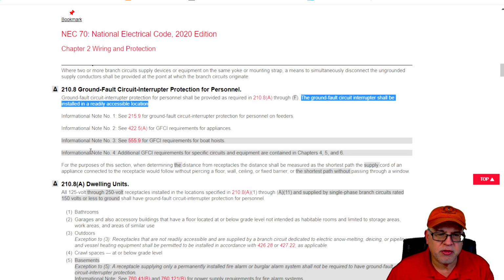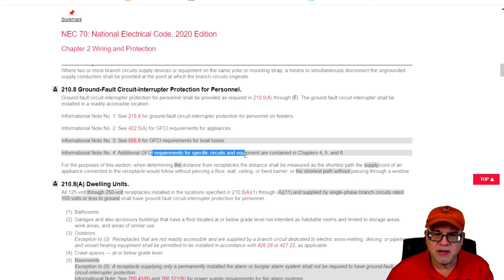The next thing is informational note number 4. It says additional GFCI requirements for specific circuits and equipment are contained in Chapters 4, 5, and 6. Now, that is a great statement because it reminds you that you have other applications. For example, receptacles up in Article 680, and you'll have distances from pools and hot tubs, and all these requirements are in addition to what you're going to have required here in 210.8.